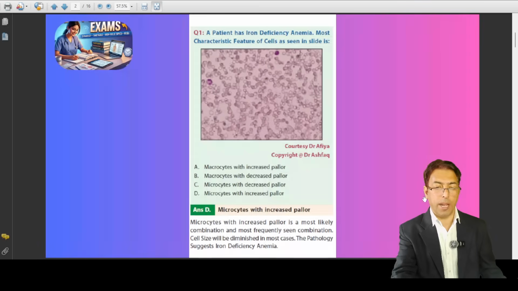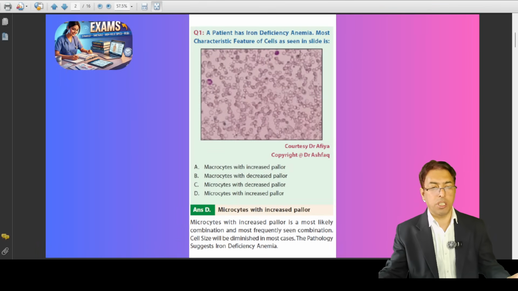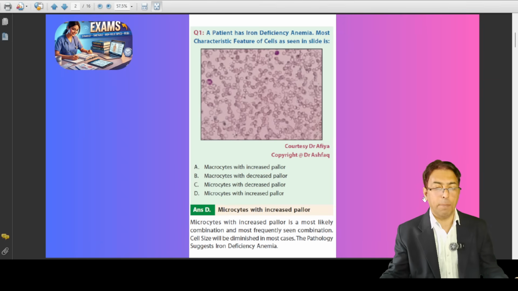this lecture of mine. So as far as the questions which are asked, I have placed them in a similar manner, where the questions in your exams simulate almost in a similar manner. So going to question number one. The question is image-based pathology. A patient has iron deficiency anemia. The most characteristic feature of cells as seen in the slide is. So the image is there and the options are.